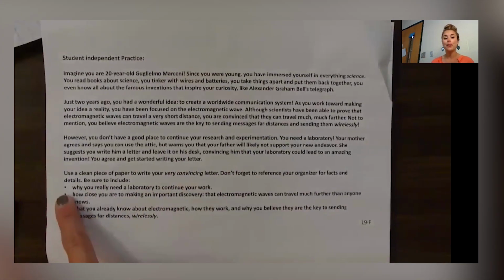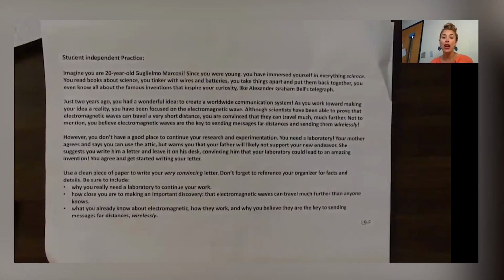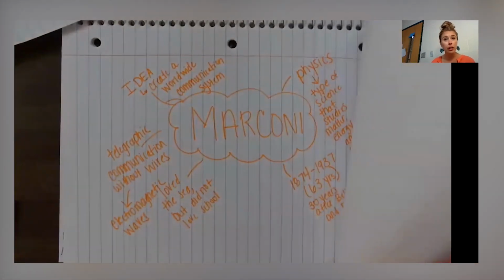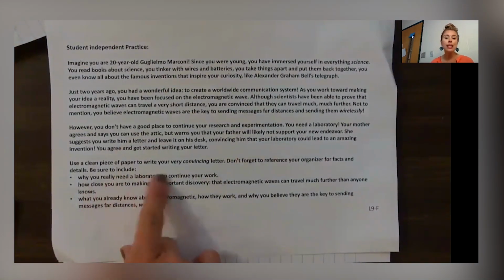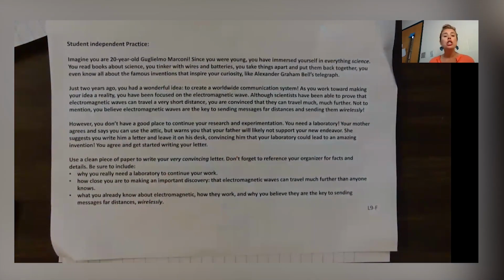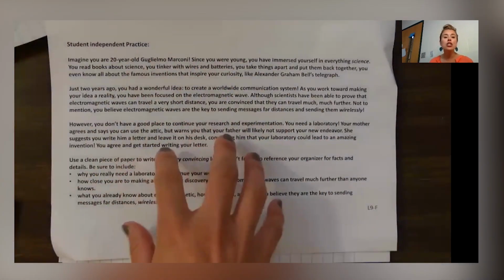Here's your task. Use a clean piece of paper to write your very convincing letter. Don't forget to reference your organizer to help you. Be sure to include: 1, why you really need a laboratory to continue your work. 2, how close you are to making an important discovery that electromagnetic waves can travel much further than anyone knows. And 3, what you already know about electromagnetic waves, how they work, and why you believe they're the key to sending messages far distances wirelessly. So again, this is your task.